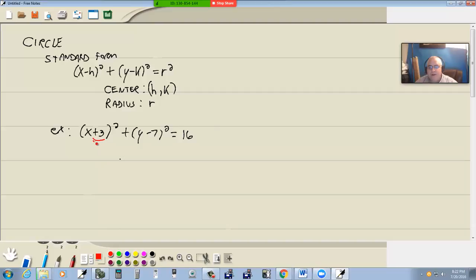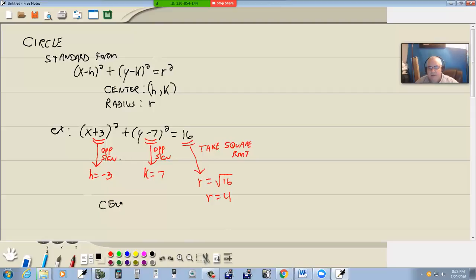Now whatever number is with your x will be your h, and it's always going to be the opposite sign. So h is going to be -3. Whatever number is with your y will be your k, and it'll always be the opposite sign. So k is +7. Now if you're wondering why it is the opposite sign, my formula has a minus in there. Whenever you have a minus in your formula, that always flips signs. And this is going to be our r squared, and we'll take the square root of whatever number is here. So we got r is equal to the square root of 16, or r is equal to 4.